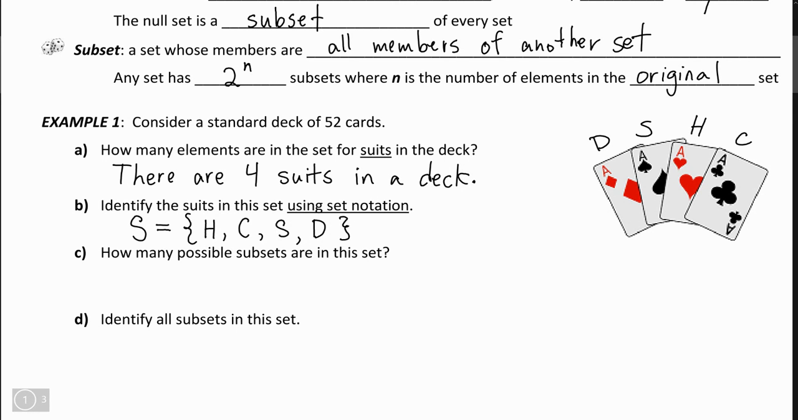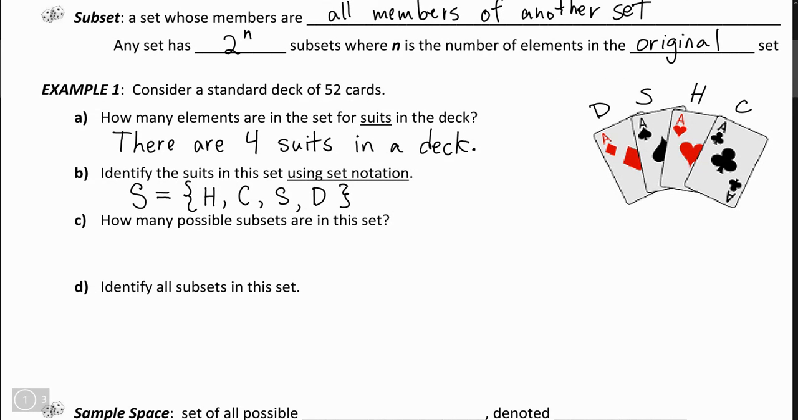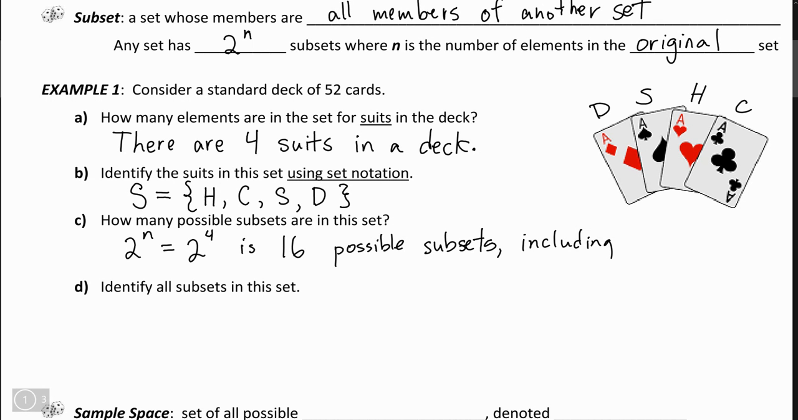How many possible subsets are in this set? Well, you have 2 to the power of n. How many is n? Well, n is 4 because I have 4 elements. So 2 to the power of 4. And 2 to the power of 4 is 16. So there are 16 possible subsets, including the null set.